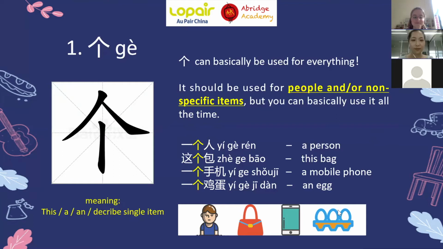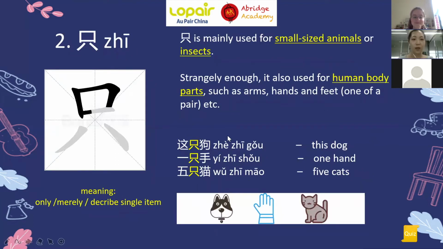Okay. Right, so the second one is 只. This one is mainly used for small-sized animals or insects, so small things. Strangely enough, it is also used for human body parts, such as arms, hands, and feet. So here are examples: 这只狗, this dog. 一只手, one hand. 五只猫, five cats.